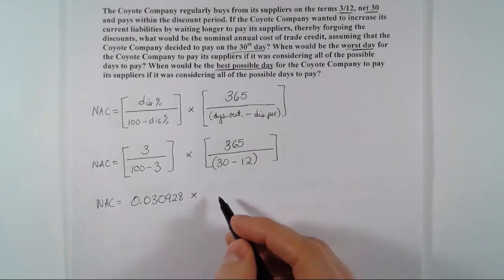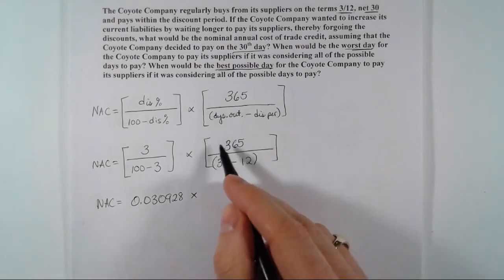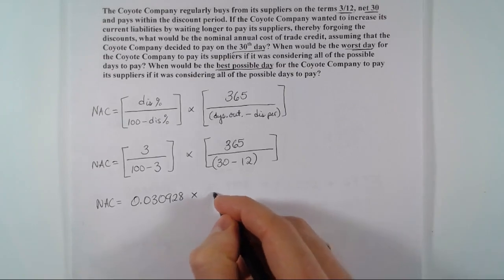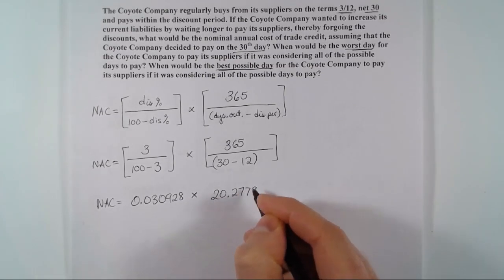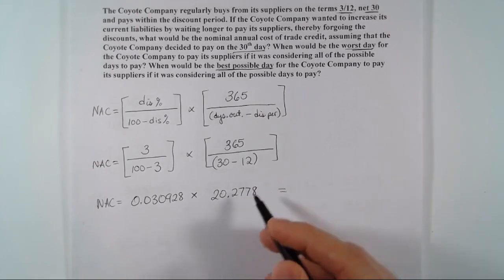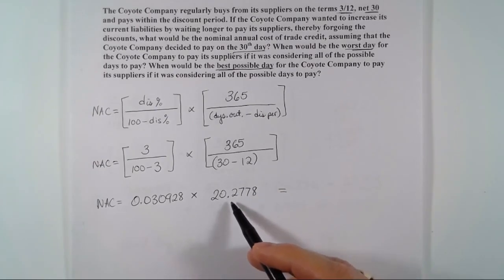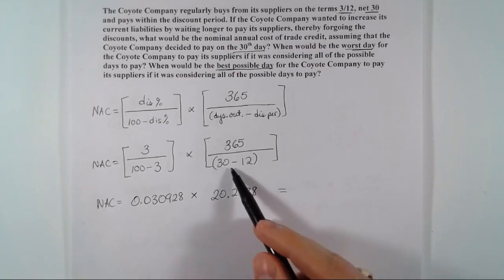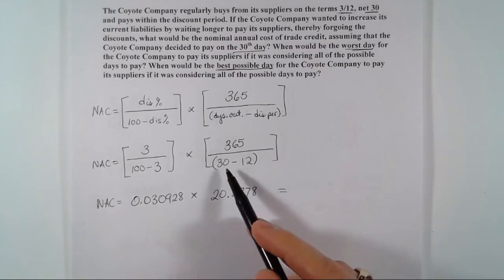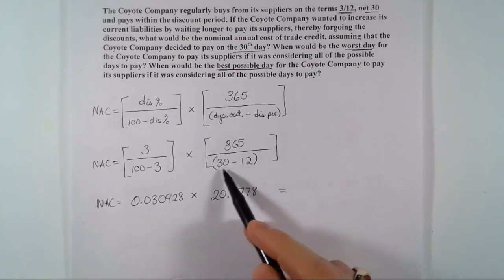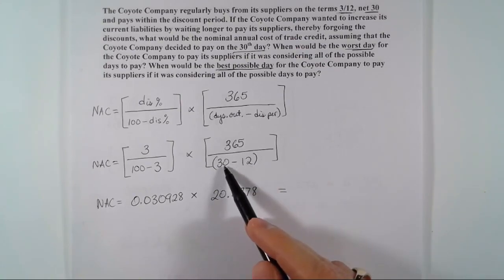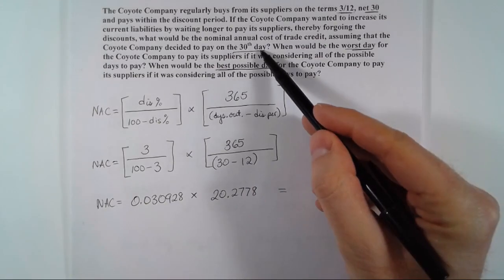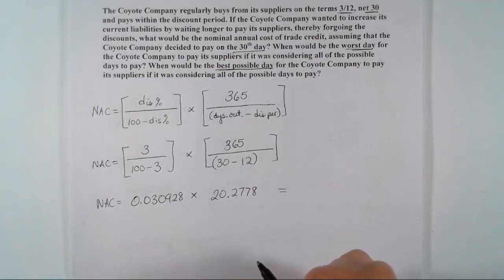Okay, so if you pause the video to work that out, what you should have found is that this portion in brackets works out to 20.2778. And that means that there are a little over 20 18-day periods in a year, because we got 18 extra days to pay when I went past that discount period and then had to pay within the 30 days, and we indicated that we paid on the 30th day here, if we're the Coyote Company.